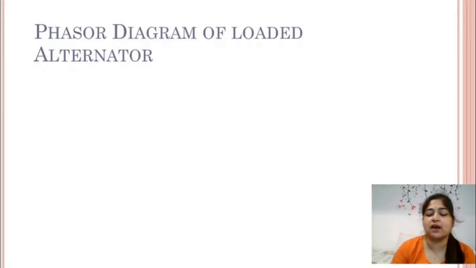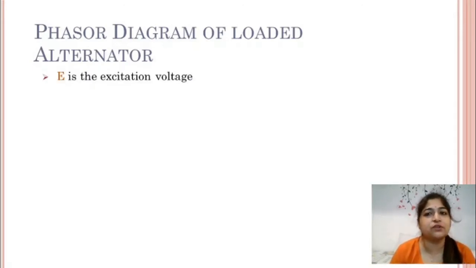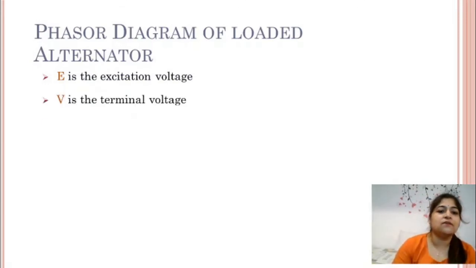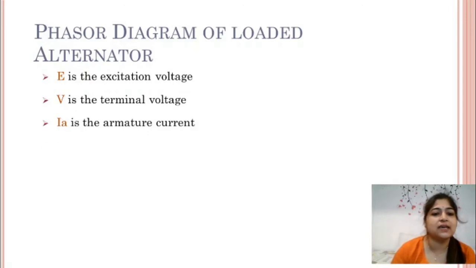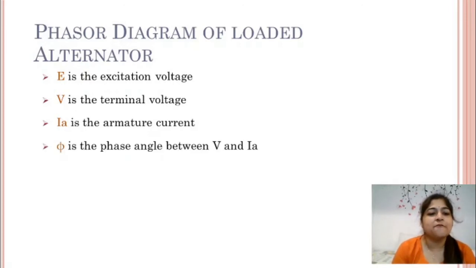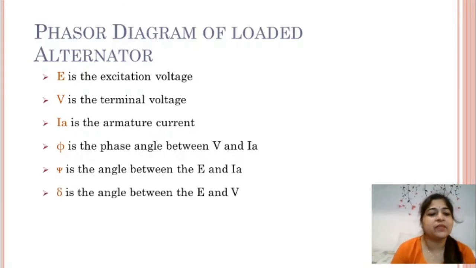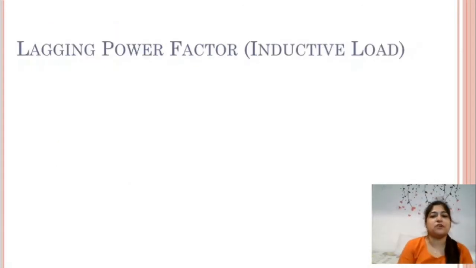Before drawing the phasor diagram, let's see a few of the terms we are going to use in the phasor diagram. E is the excitation voltage, V is the terminal voltage, IA is the armature current, phi is the phase angle between V and IA, psi is the angle between E and IA, and delta is the angle between E and V. When you draw a phasor diagram, you need to consider the nature of the load. Accordingly, you need to draw the phasor diagram.